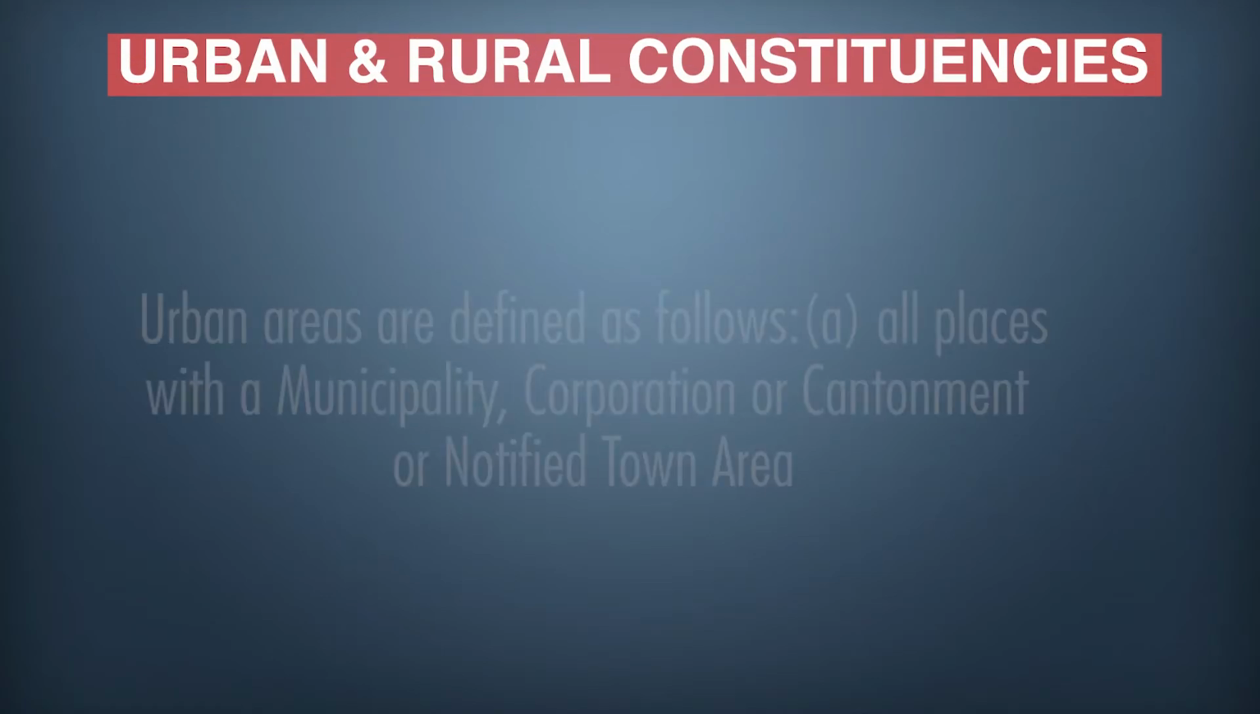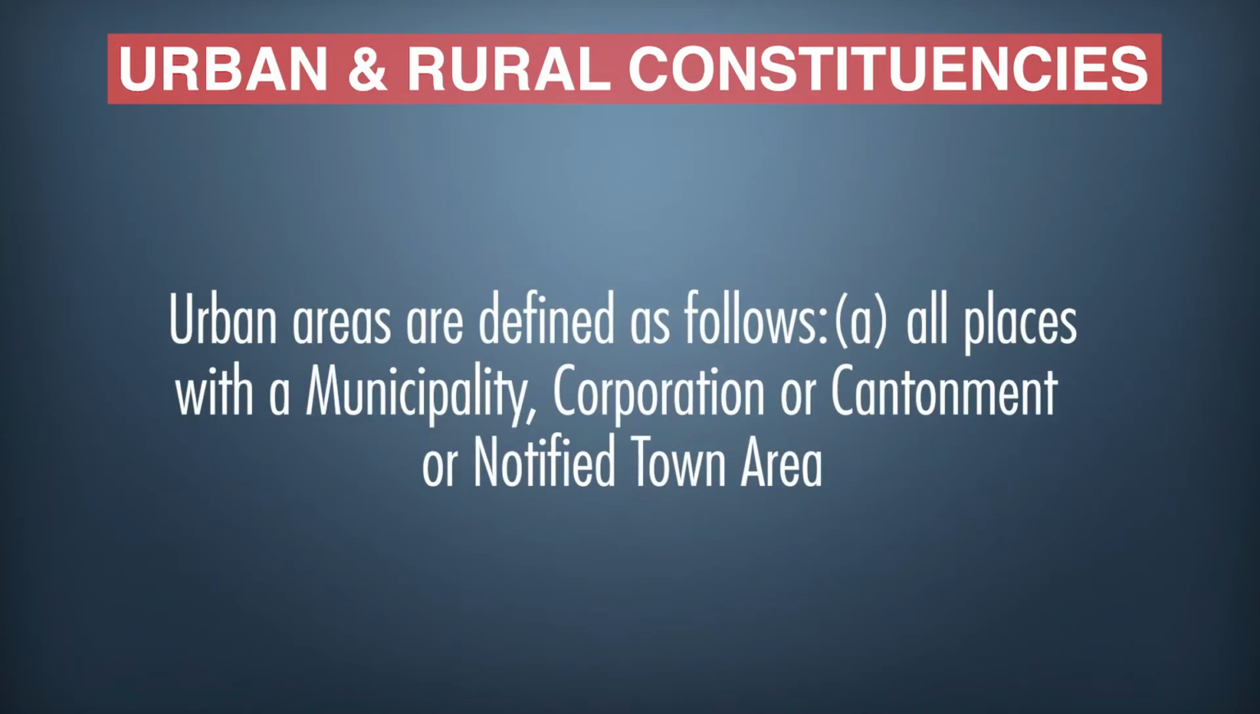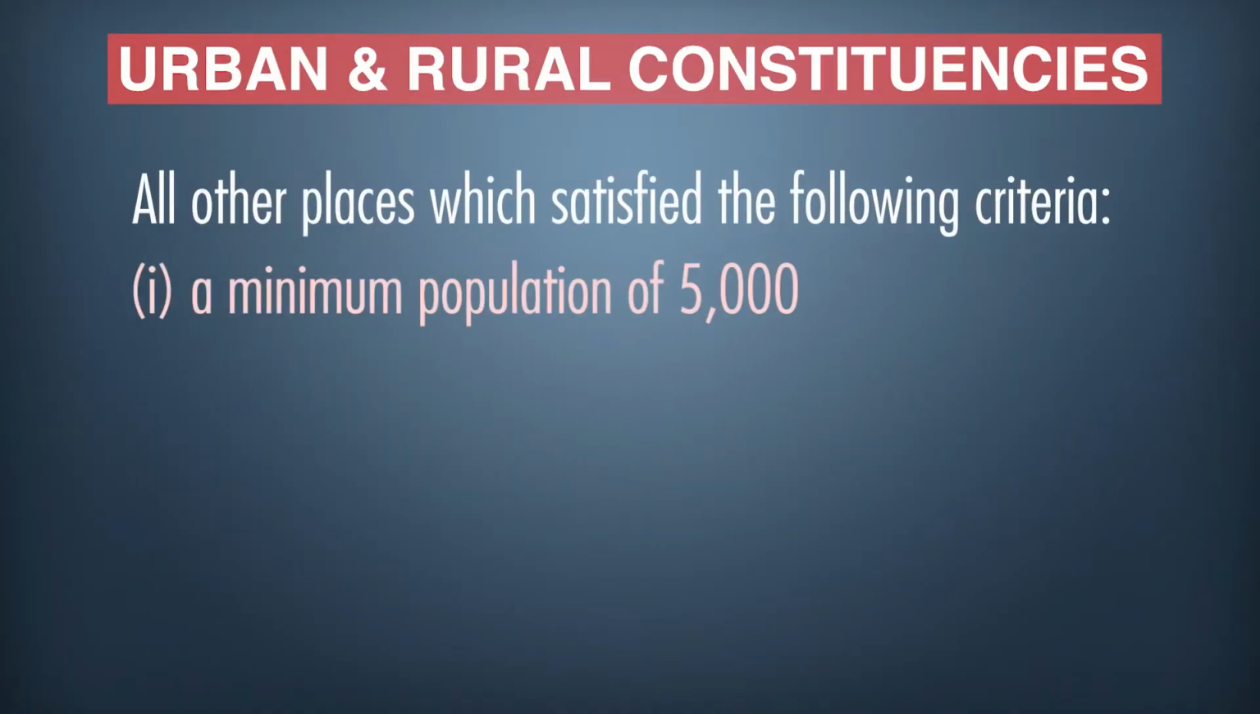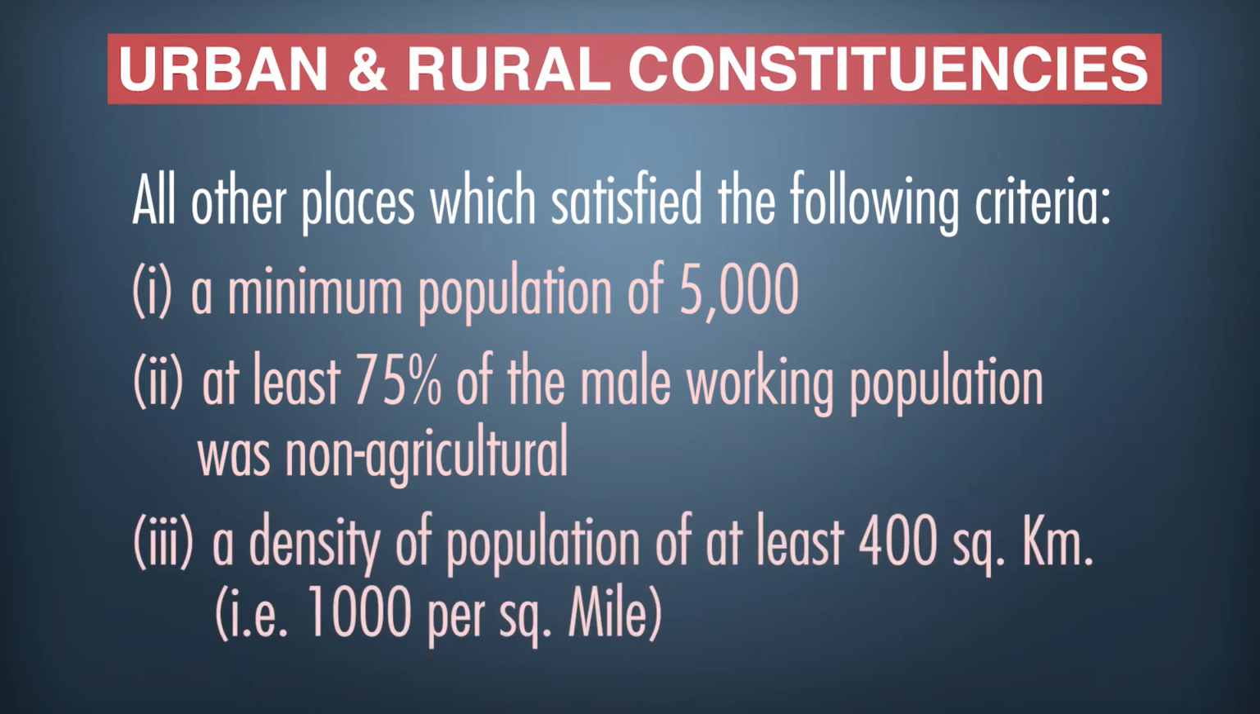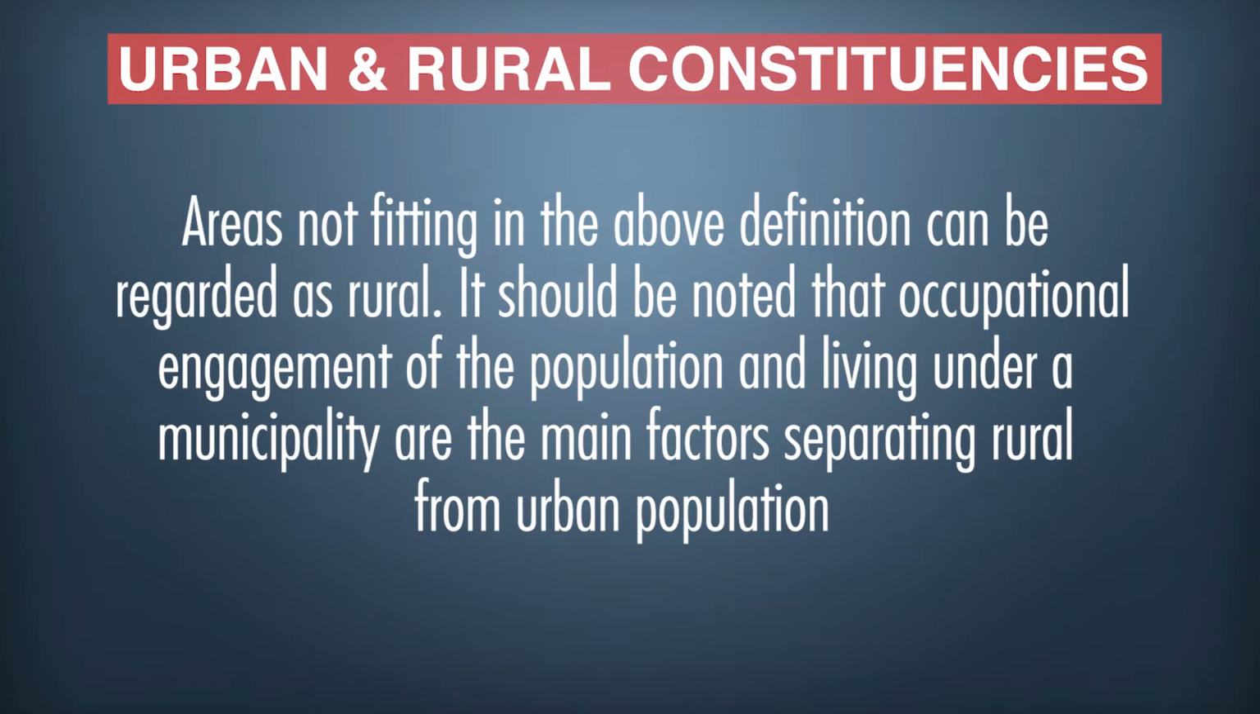Before that, we need to identify what is an urban constituency. Urban constituencies or urban areas can be defined as places with a municipality, corporation, cantonment or a notified town area. Besides, there are certain other criteria for identifying an urban area. For example, a minimum population of 5,000, at least 75% of the male working population engaged in non-agricultural activities, and a density of population of at least 400 per square kilometer, that is 1000 per square mile. Areas not fitting in the above definition can be considered to be rural areas.